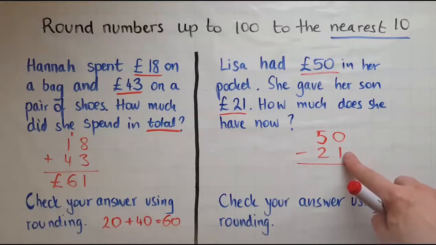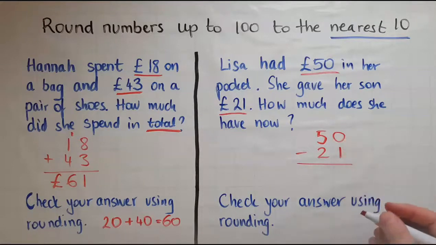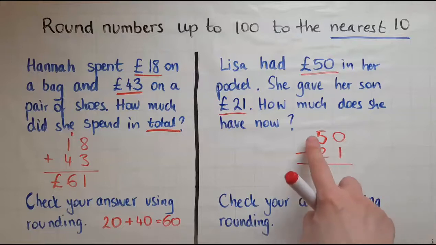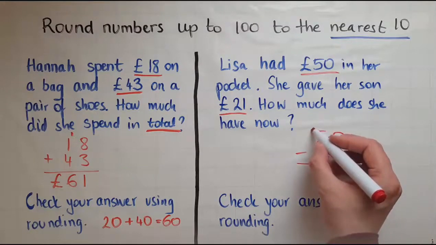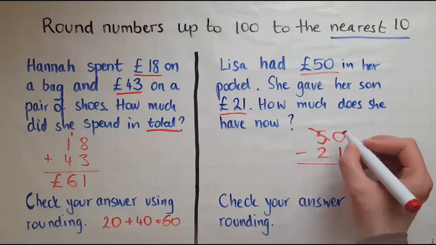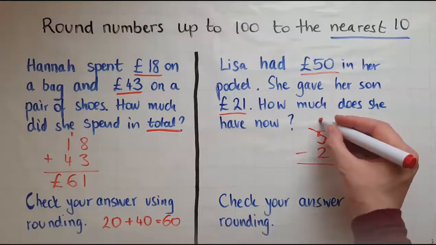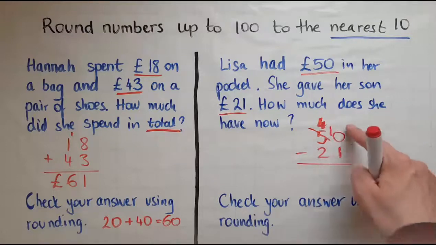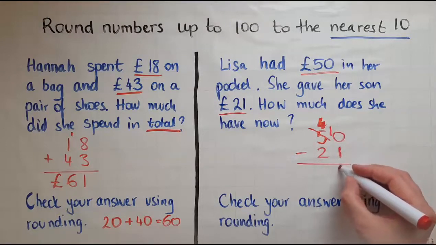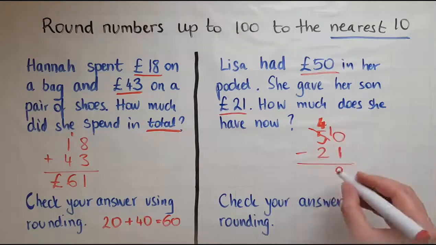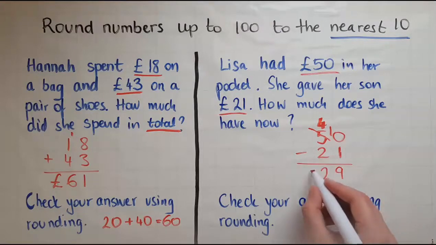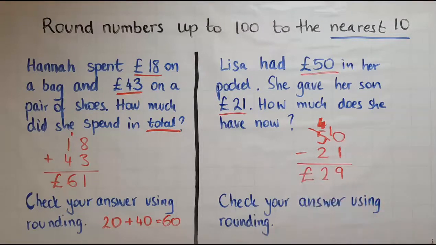So we need to take away 1 from the 0, but we can't do that, so we've got to borrow a 10 from the 5. So that is borrowing 1 to make this a 10. So the 5 becomes a 4. 10 take away 1 gives me 9. 4 take away 2 leaves me with 2. So she's got now £29.